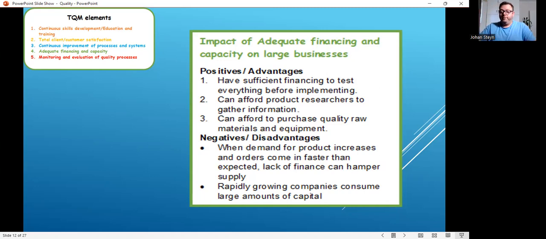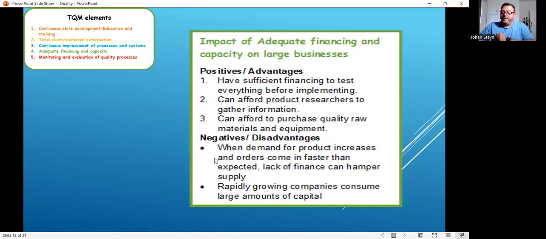So that means if you've got a large business, the quality raw materials and the equipment can be better, so you can improve that. The problem is when demand for a product increases and orders come in faster, then the money might run out.